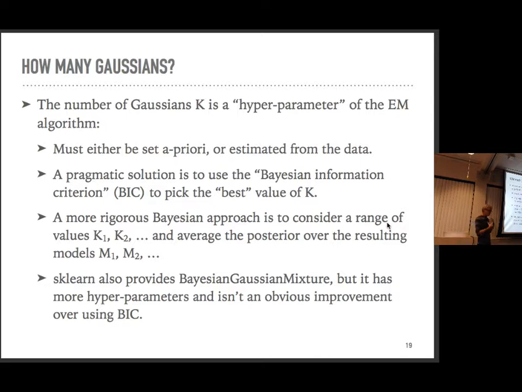So most often what people do is they're just pragmatic and they use this Bayesian information criterion, BIC, that we heard about earlier today, in order to pick the so-called best value of k.